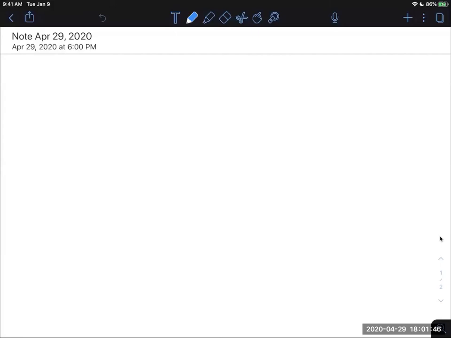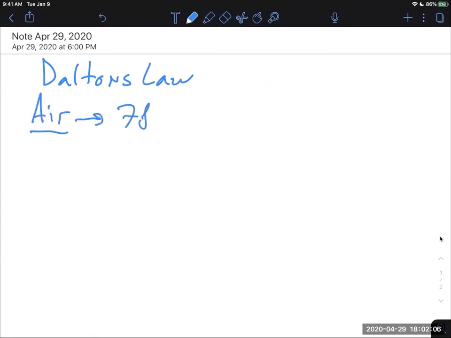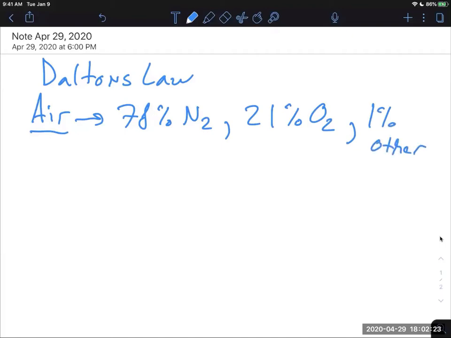Today we're going to talk about Dalton's law of partial pressures. Let's think about air. Air is a combination of 78% nitrogen, 21% oxygen, and 1%, let's just call that other. So in terms of the pressure, if we talk about air at sea level, 1 atmosphere of air, the different constituents in the air contribute to the pressure.